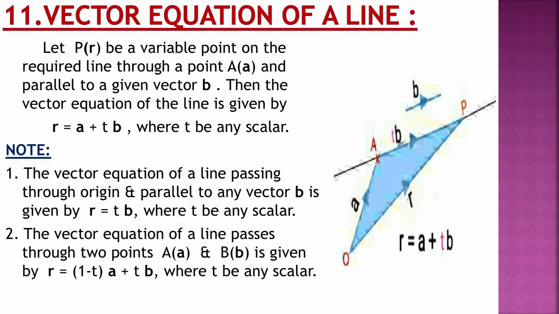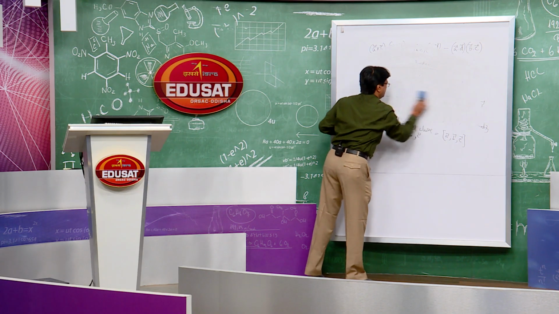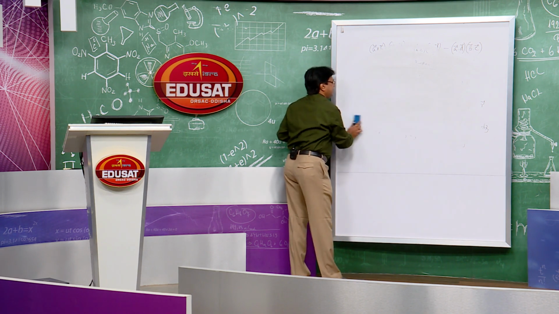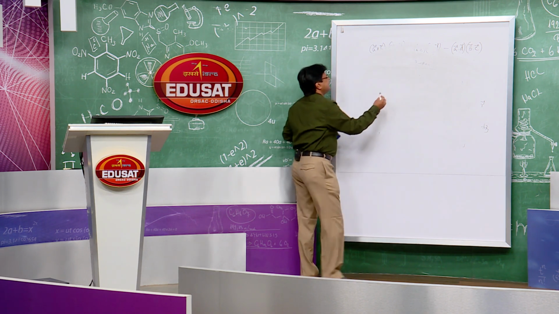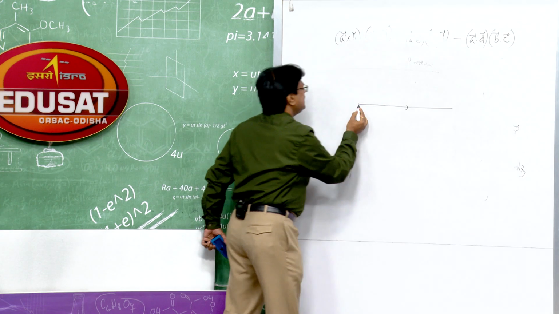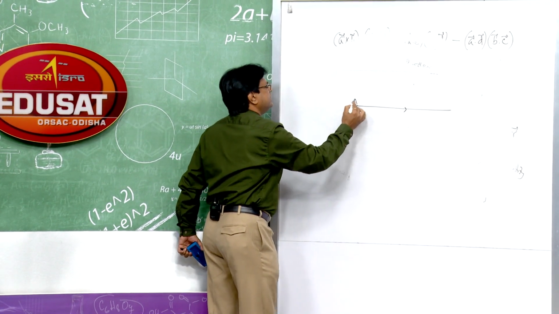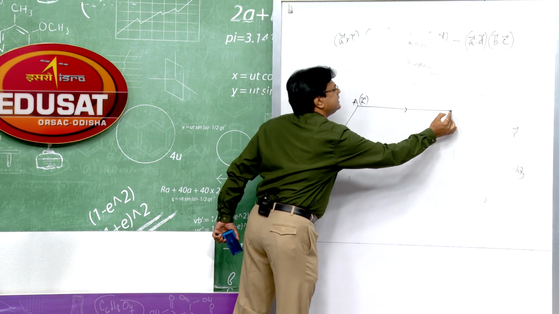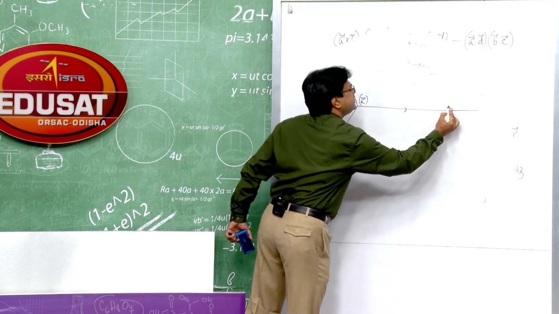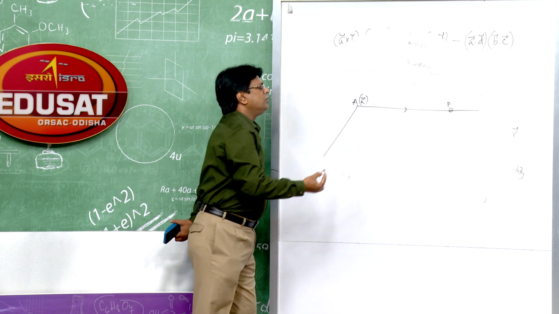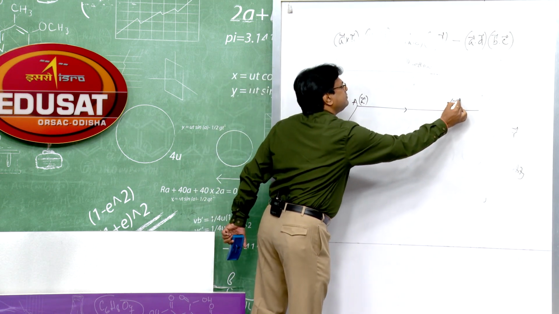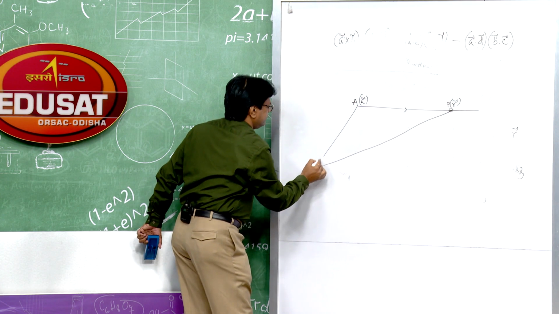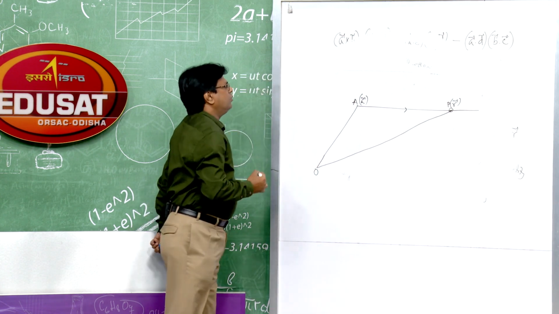Now we have to discuss the vector equation of a line. Okay. First, we have to find the vector equation of a line. So, consider a line where we have to take a variable point. Suppose this is a line, and this is a point with position vector a. Suppose we take the point P, a variable point whose position vector is r. Now, this is your O.